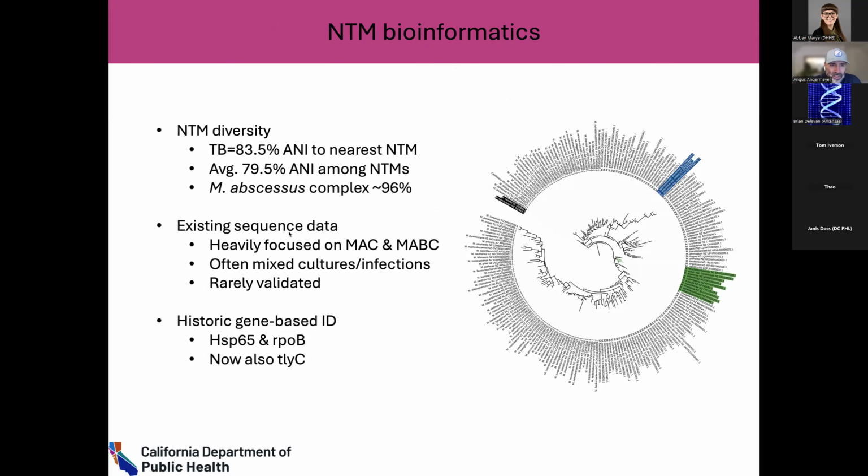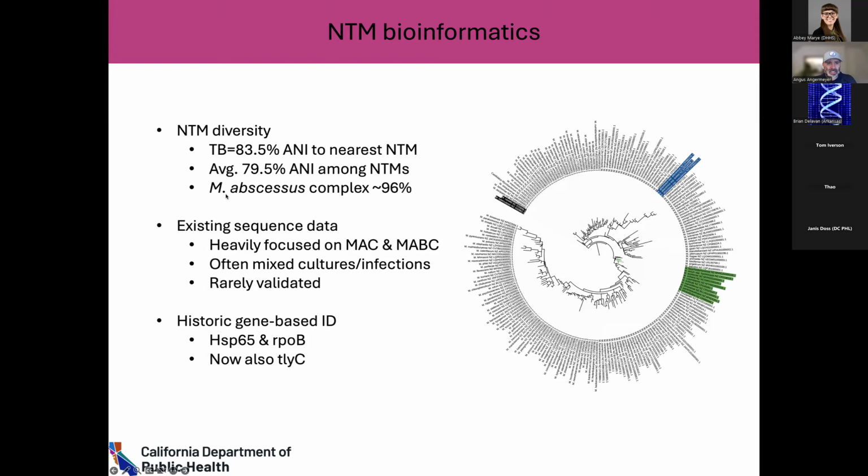So like I said, TB is distinct from NTMs, and it's about 83.5% average nucleotide identity to the nearest NTMs. And there's about an 80% ANI among all of them. So the NTMs themselves are quite diverse. And like I was saying, within the complex, especially the M. abscessus complex, there's actually 96% similarity across those 3 at the genomic ANI level. And that's above a 95% threshold. I'll talk about that a little bit more too. That's commonly used to define species. So it just kind of gives you an idea of the scope of the problem of what I'm dealing with for this pipeline.